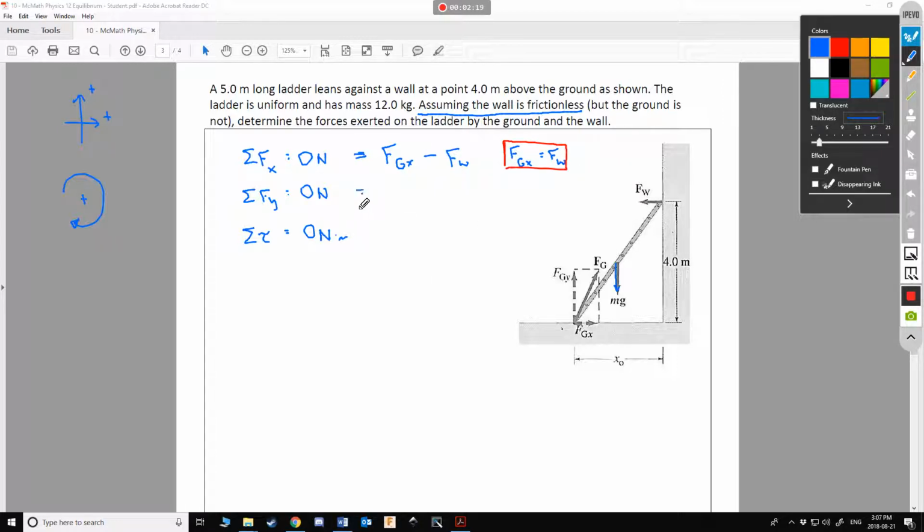The next one, what forces do we have? In the upwards direction, there's Fgy. However, Mg is in the downward direction. So this equation simplifies to Fgy is equal to Mg. There's equation number 2.